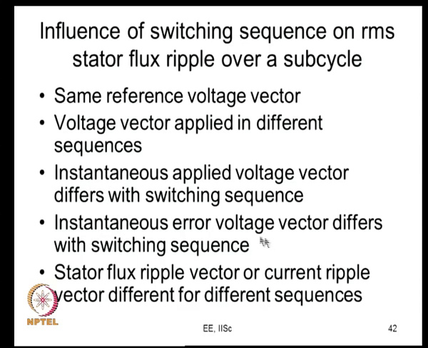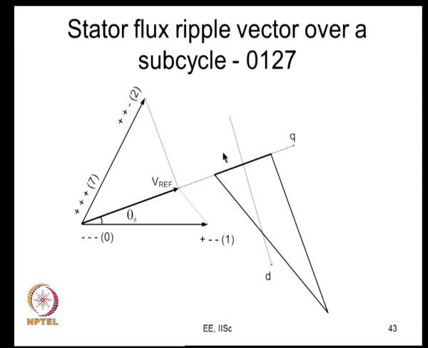So, you can simply integrate this error voltage vector to get a measure of the current ripple, and that is what you call the stator flux ripple vector, which is actually a measure of current ripple. So, the stator flux ripple vector or the current ripple vector is actually different for different sequences, because the instantaneous error voltage vector is different. That is different because the instantaneous applied voltage vector is different. So, this is different when the sequence in which the vectors are applied is different. This is how the switching sequence is influenced.